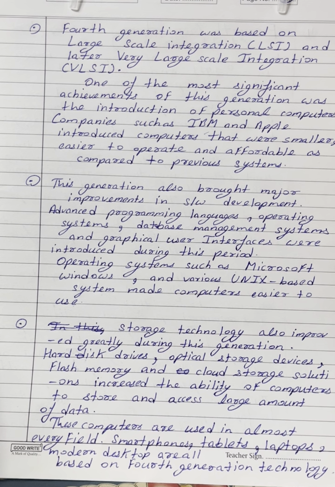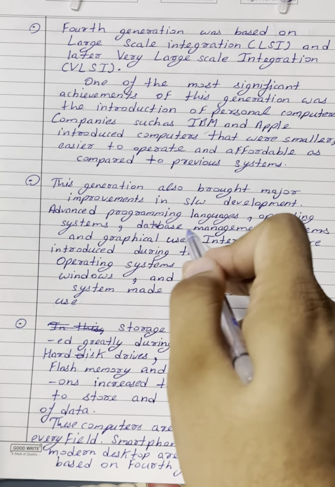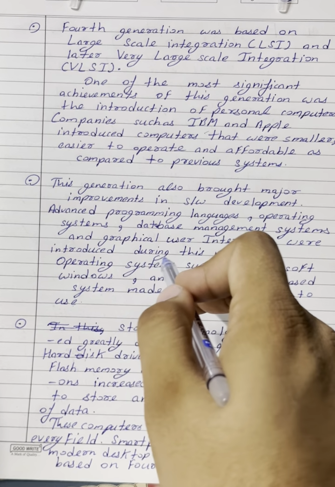In this, guys, LSI, large scale integration, allows hundreds or thousands of transistors to be placed on a single chip, while VLSI technology allowed millions and later billions of transistors to be integrated into processors. And this improvement increased the processing speed, storage capacity, and overall computer performance. And we can say that, guys, this generation also brought major improvements in software development, as advanced programming languages, operating systems, database management systems, and graphical user interfaces were introduced during this period.